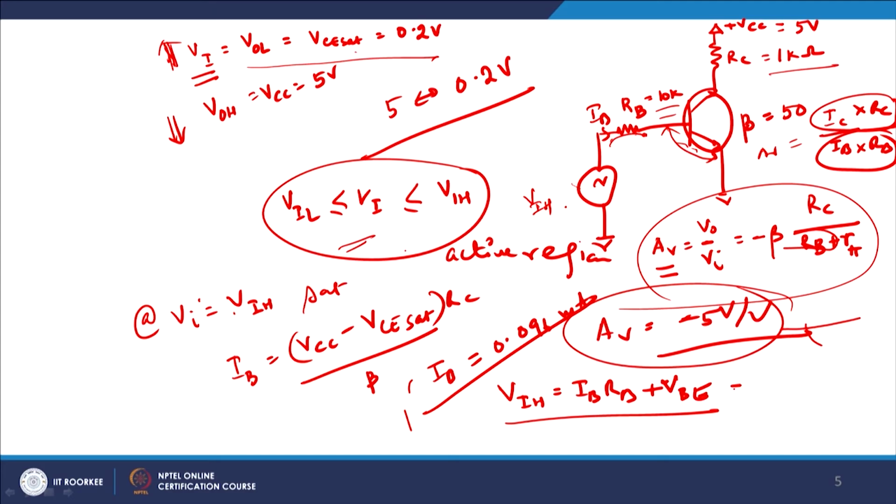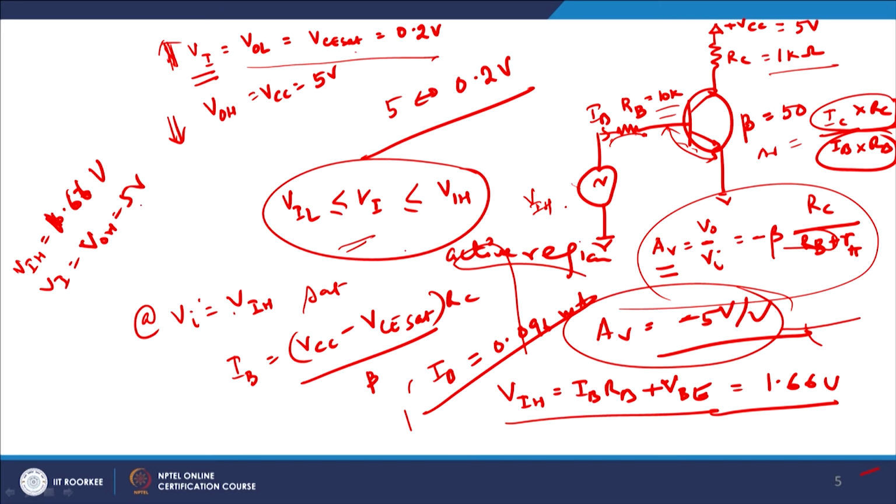Put the value of IB RB and VBE, I get 1.66 volts. So input high is 1.66, which we follow. Now, if this is true, I can write down VIH to be equal to 1.66 volts. Therefore, Vi equals VOH equals 5 volts, and VO will be equal to VCE sat, which is 0.2 volts. So, I get these many definitions available to me.